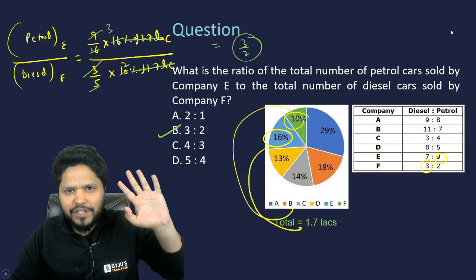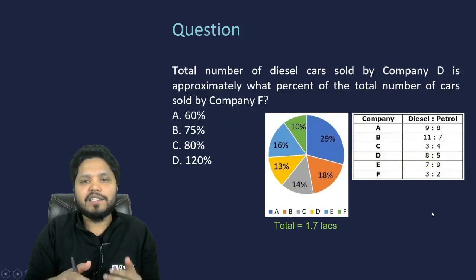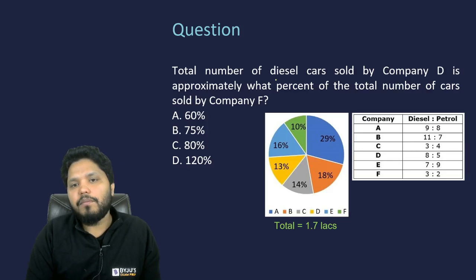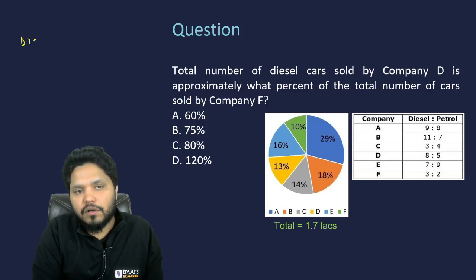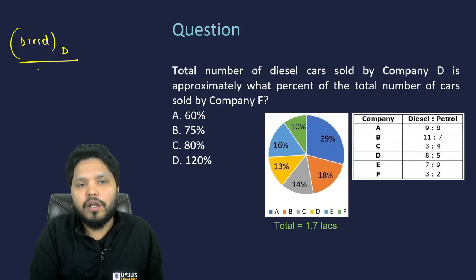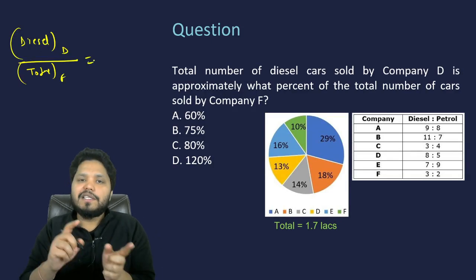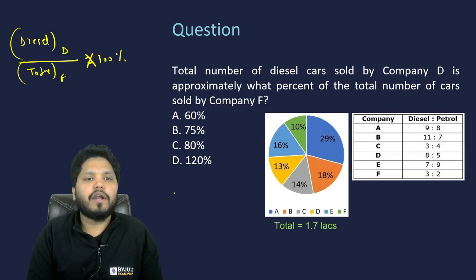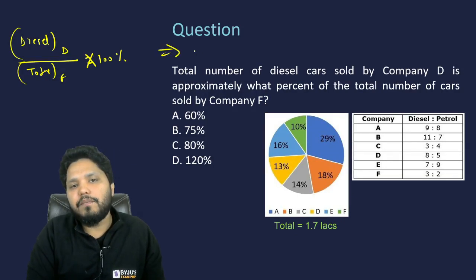Let's do one more question on the similar so that we understand it better. The total number of diesel cars sold by company D is approximately what percentage of the total number of cars sold by company F? We want to calculate the percentage, so multiply by 100. So how many diesel cars is this company selling?